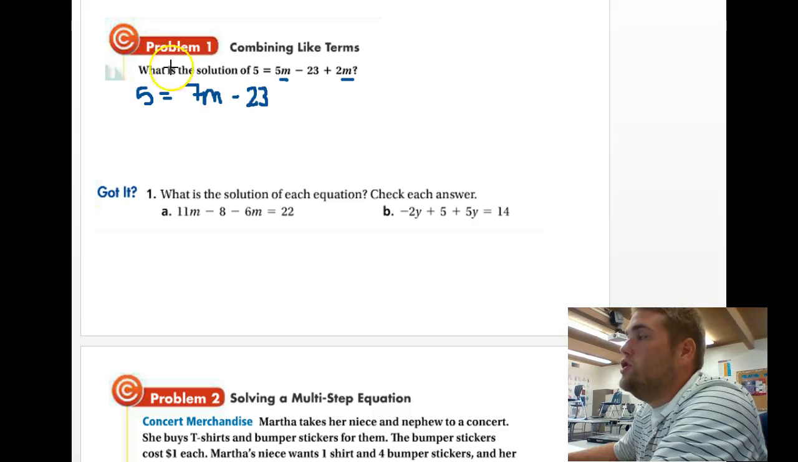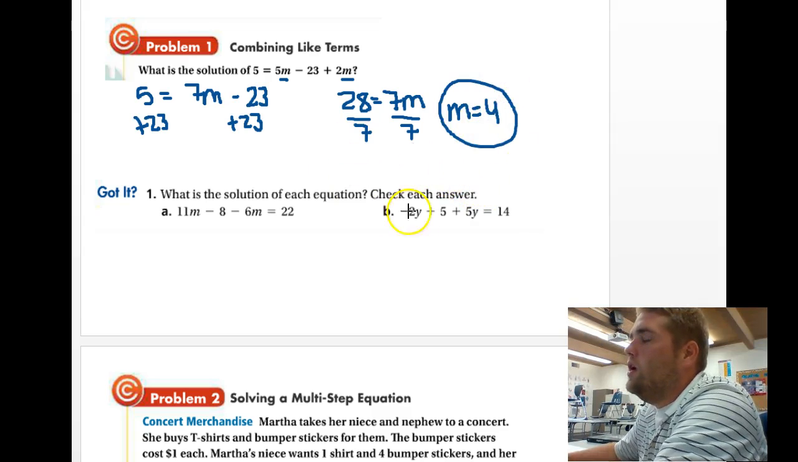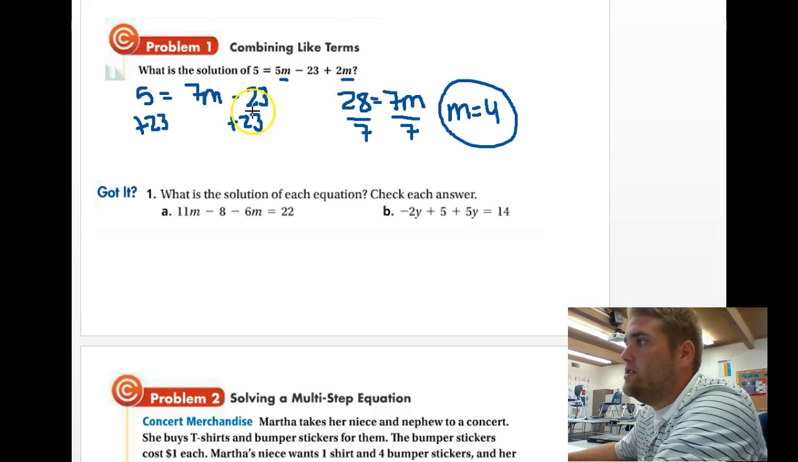Now, just like we did yesterday, I have a variable on this side. Is it alone? No. So I want to add 23 to both sides. Then I get 28 equals 7m. What's the opposite of multiplying by 7? Dividing by 7. Divide by 7. And so I get that m equals 4. This is once again the same exact stuff we've been doing. The only difference is there's just one step before it.